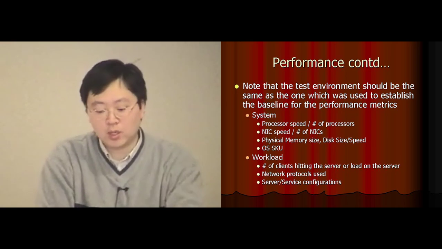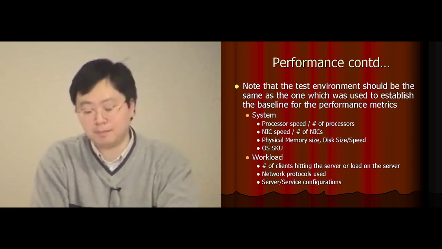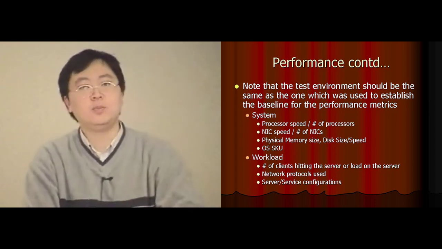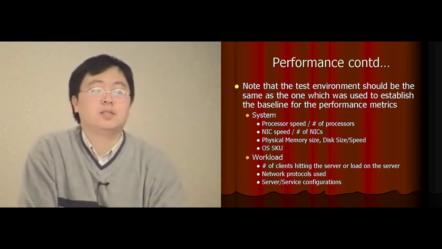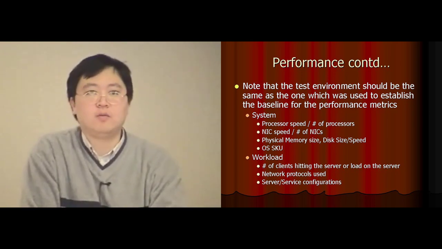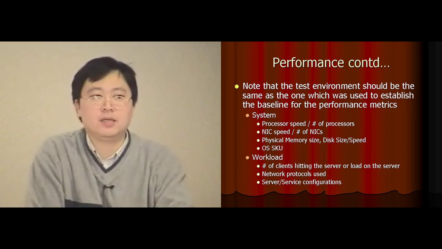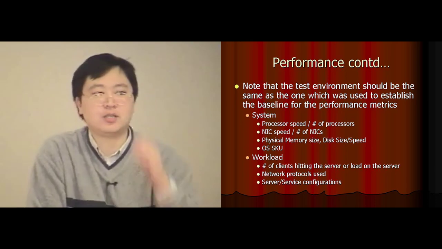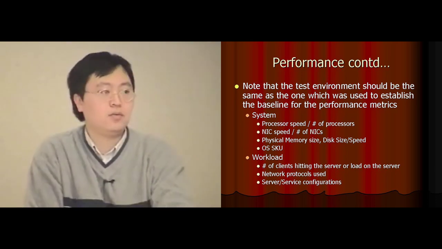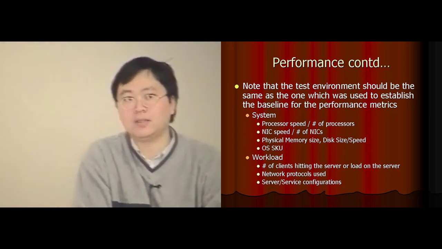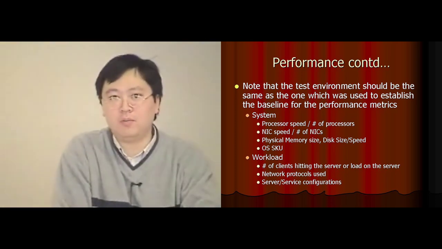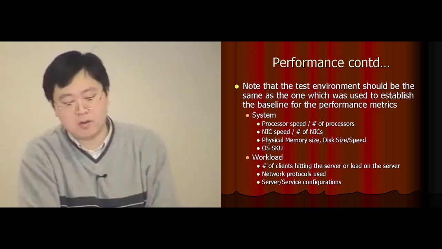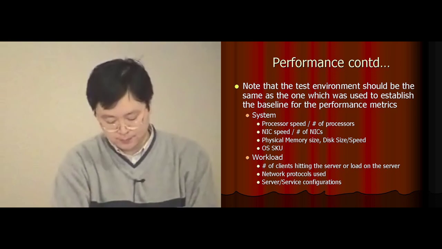And also you need to get the workload, how many clients are hitting the system, and the network protocol used. Are they using DHCP or UDP? Because different protocols may have different connection requests, right? When we talk about network and load balance, we say 2,000 connections. Are we talking about TCP connections, or UDP connections? Because a different connection has a different performance hit for the system. And we also need to get the data for server and services configuration.